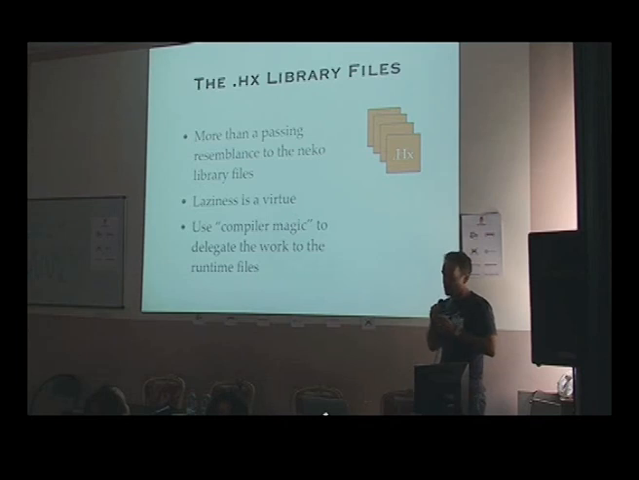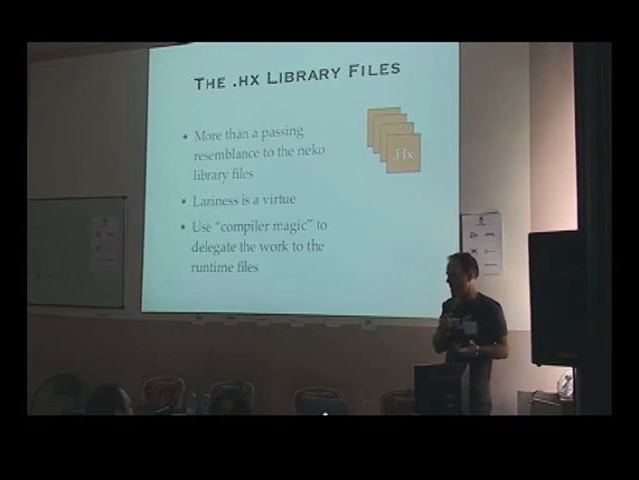So the HX library files are the ones that get distributed with the compiler, and they bear a remarkable resemblance to the Neko ones, and that's no coincidence because I copied them, obviously. Actually, with the new announcements today of the unification of a lot of the libraries in 2.09, it actually makes a lot of sense that I copied it. So laziness is a virtue in this sense. I always believe that when I'm a programmer.